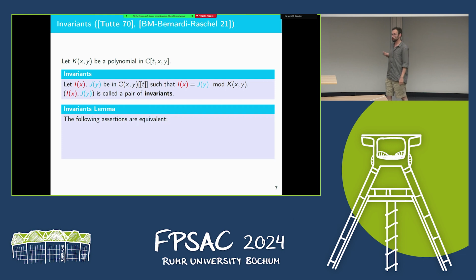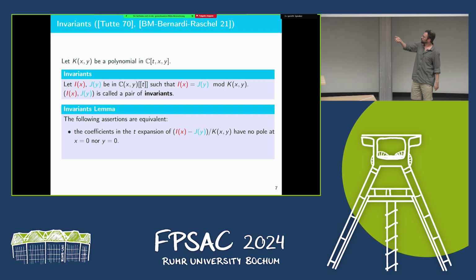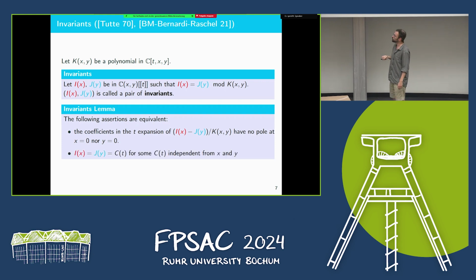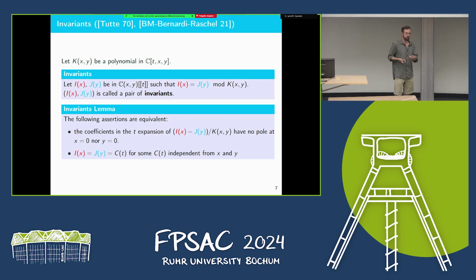And they are really interesting because they give you equations. If you have a pair of invariants and you can expand the following series in x and y and see that it has no pole at x equals 0 nor y equals 0, then you know that the pair of invariants is actually a pair of constant invariants. So here you actually have 2 equations: an equation I(x) equals c(t), and an equation J(y) equals c(t). And these will be our catalytic equations in 1 variable.